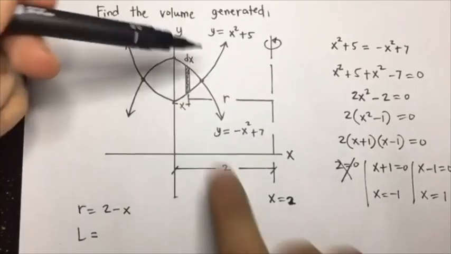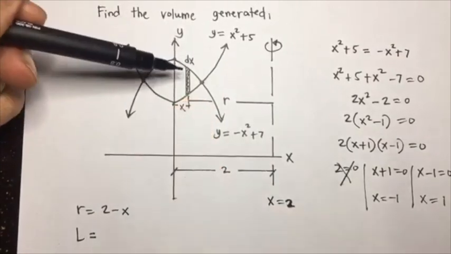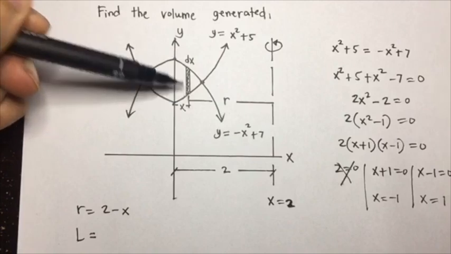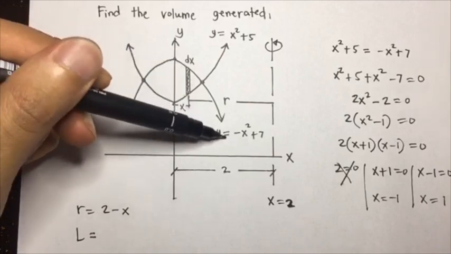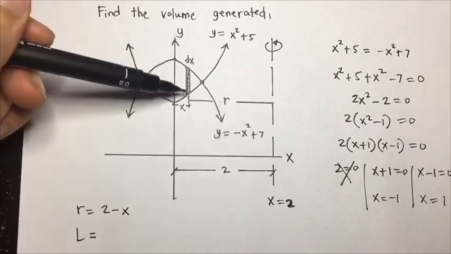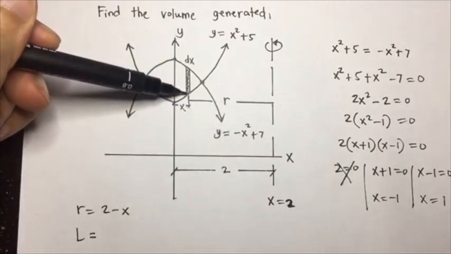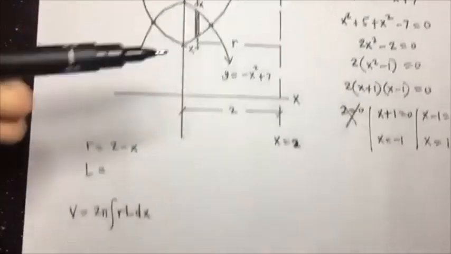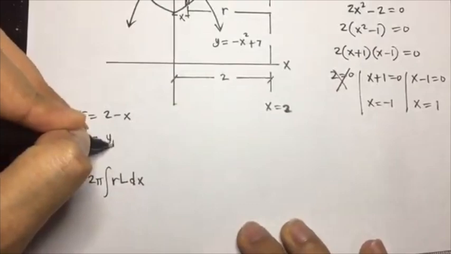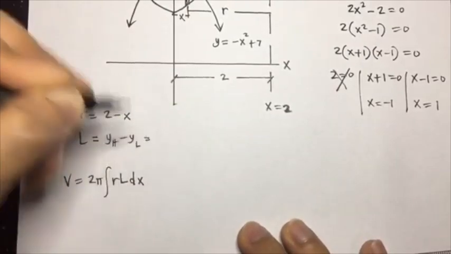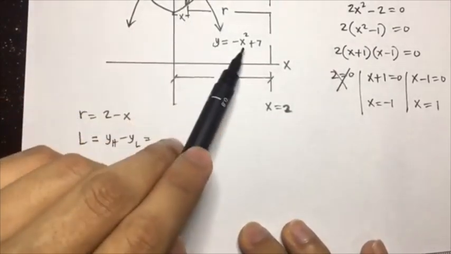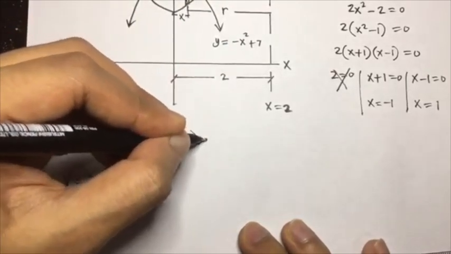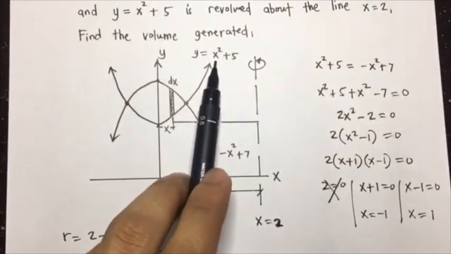L, on the other hand, is the length of the strip, so it's equal to y high minus y low. Our y high is defined by y is equal to negative x squared plus 7, and our y low is defined as y is equal to x squared plus 5. Therefore, L is equal to y high minus y low, so negative x squared plus 7 minus y low of x squared plus 5.